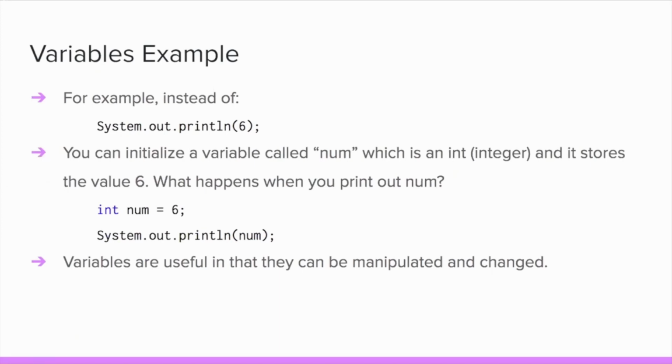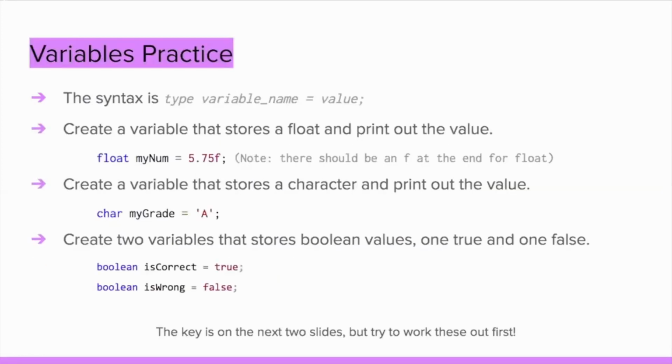Note that you must initialize your variable before you call it in the print statement. If we try to move the int num equals 6 line to below the System.out.println num line, we'll get an error. You might ask, why do we need variables? Variables are useful in that they can be manipulated and changed. You'll see more of this in the problem sheets we've linked below in this video. Again, the syntax for initializing variables will always be the data type, variable name, an equal sign, and the value.